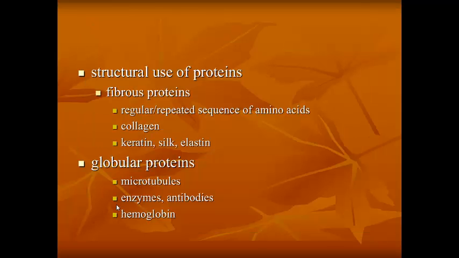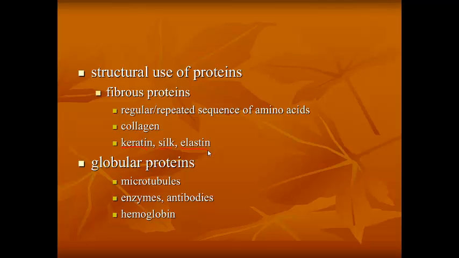Another structural or fibrous protein is going to be keratin. Keratin is found in your hair. It's found in your nails. Another structural or fibrous protein is silk. This is what's found in a spider's web. We also have elastin. Elastin is what gives your connective tissues its elastic properties.